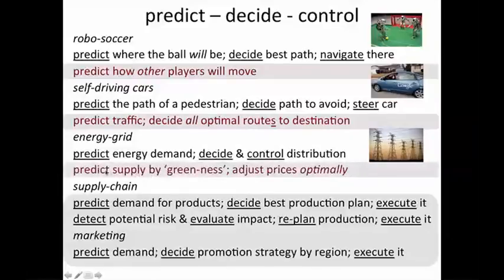Similarly, in the energy grid, you might want to predict the supply by how green that supply is, whether it's coming from a wind turbine or from a coal-fired power plant, and adjust the prices optimally so that one could maximize the utility of the green power when it's available, that is, let's say when the wind is blowing, but not necessarily make people pay too much if there's no alternative to a coal-fired power at a particular point in time. Again, more complicated predict, decide, control systems.